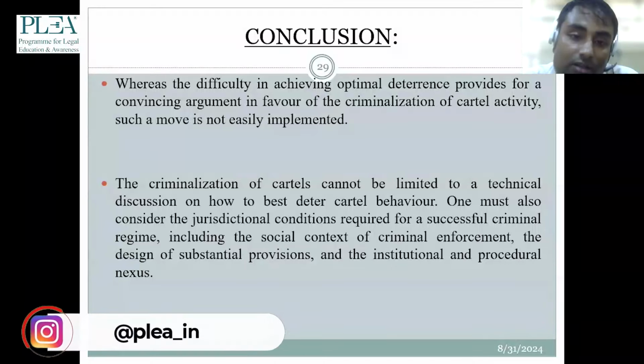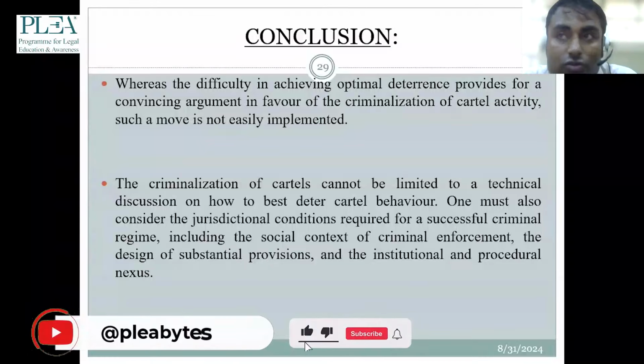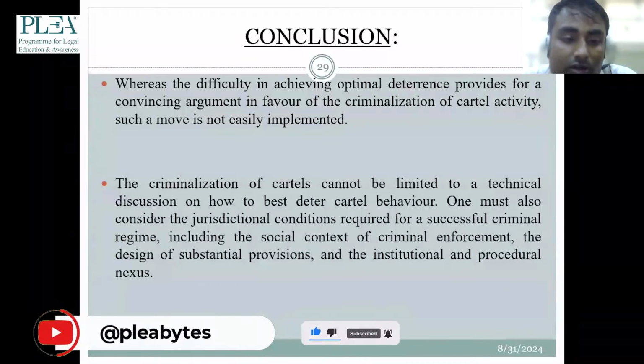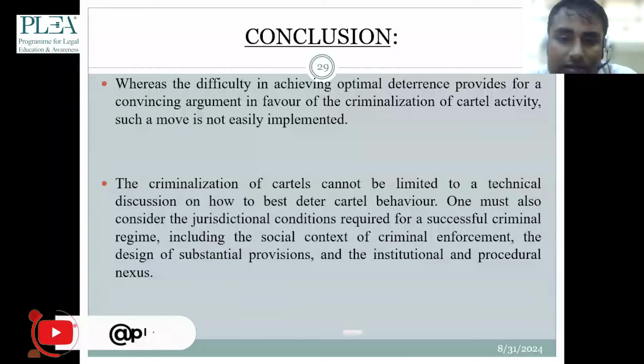So in that case, the BNS, which is a new law, came into existence. I feel that provisions should be added regarding that, including the social context of criminal enforcement and the design of substantial provisions, because the law relating to cartels is very strict in the US. In one discussion, it is not possible to discuss the foreign aspect, but if I get a chance next time, I will discuss that also.